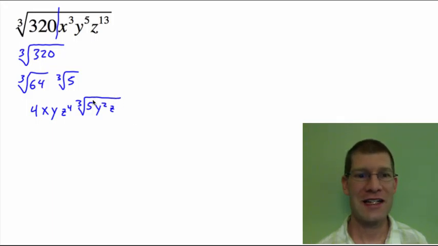Make sure your radical line extends past everything on the inside, or you'll end up getting dinged on a quiz. That is everything from section 5.